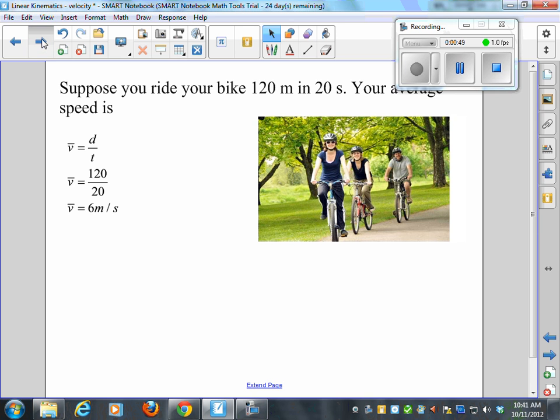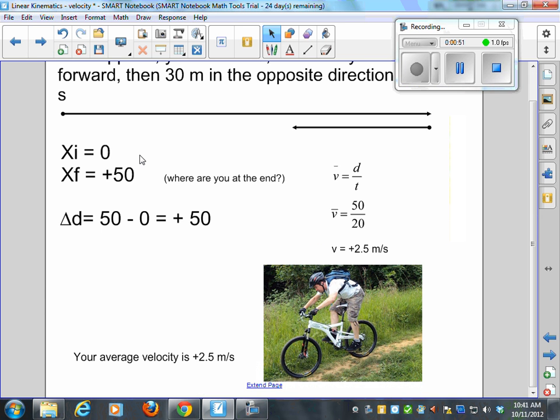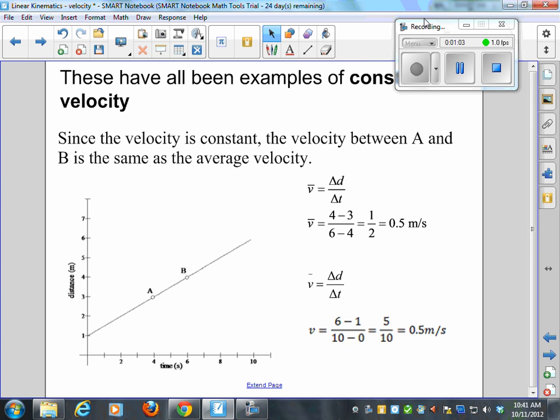Okay, and there's a quick example. Here is average velocity. If you go forward and backwards, you have to account for the direction. Here I went 80 forward and 30 backwards, so I have a displacement of 50, and I divide that by my time. These are all examples of constant velocity, straight line graphs, and we know that the slope between A and B is going to be the same as the slope between the start and the finish.